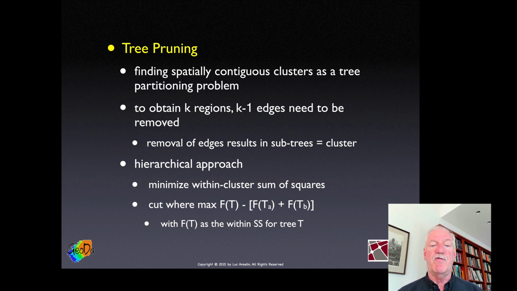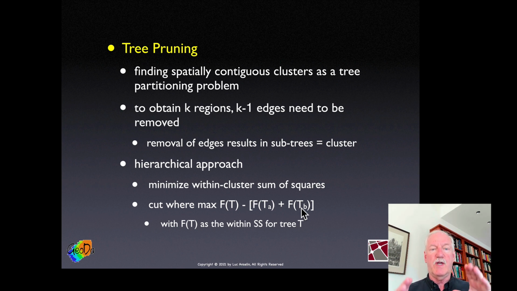And as I mentioned before, if we want k clusters, we have to remove or cut k-1 edges. And we do this. It's a greedy algorithm. Again, it tries to make the biggest improvement at each step. So this is the total sum of squares that we have to start with. So in the beginning, that is just the total sum of squares. And this is the sum of the sum of squares internal to each subtree.